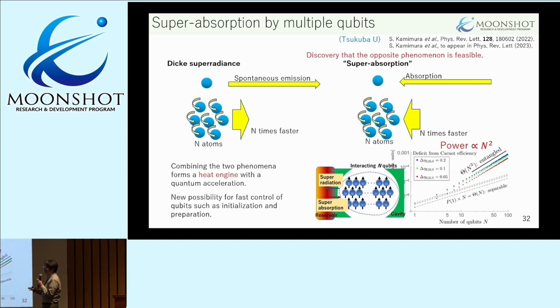So the fact that the thermal process without any coherent control can benefit from the cooperative effects, I think it's very interesting. It might open a new possibility for the fast control of qubits.